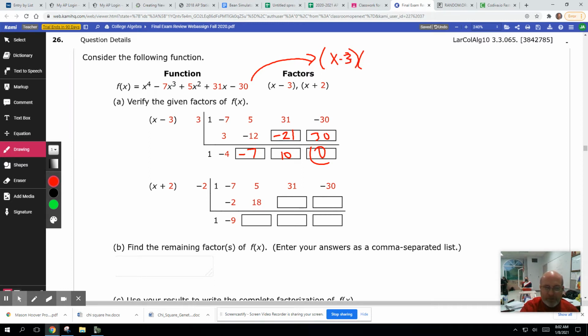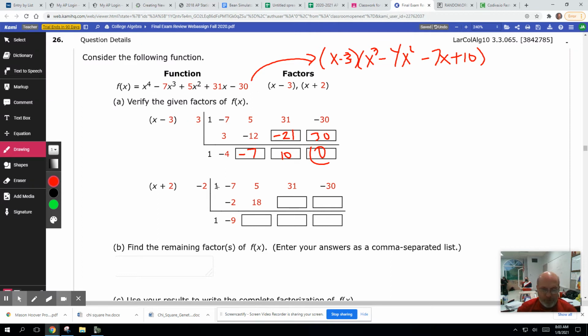times the 1 is going to be the coefficient of our x cubed term, because it's going to drop 1 from the original degree. So it's going to be 1x cubed minus 4x squared minus 7x plus 10. We can rewrite f of x factored like that. Then it tells us to do the same thing with x plus 2.